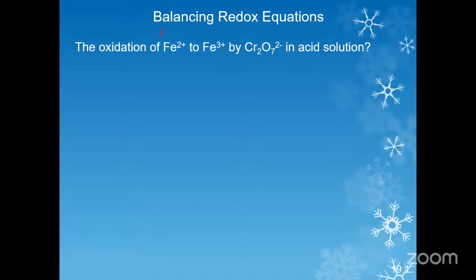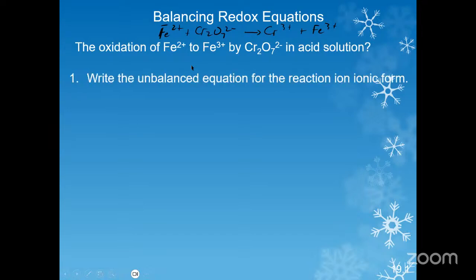So this is the unbalanced equation. I'm going to help you. Fe2+ plus the dichromate Cr2O7 2- to give Cr3+ plus Fe3+. So this is what you're given, or what you could be given in a question, and the question is asking you to balance this equation. So let's go through the steps.